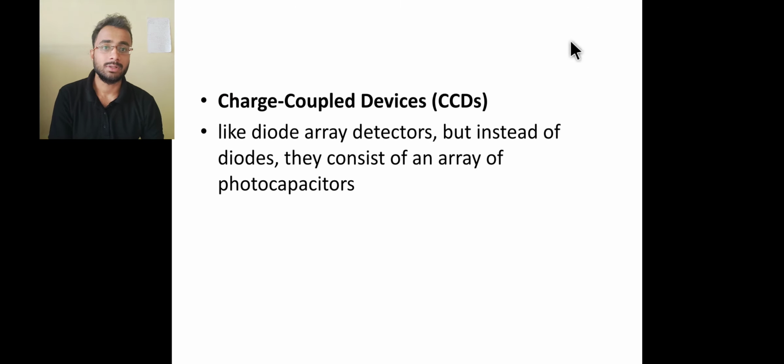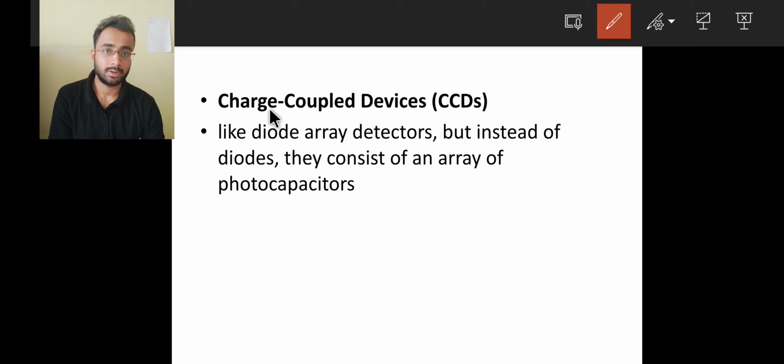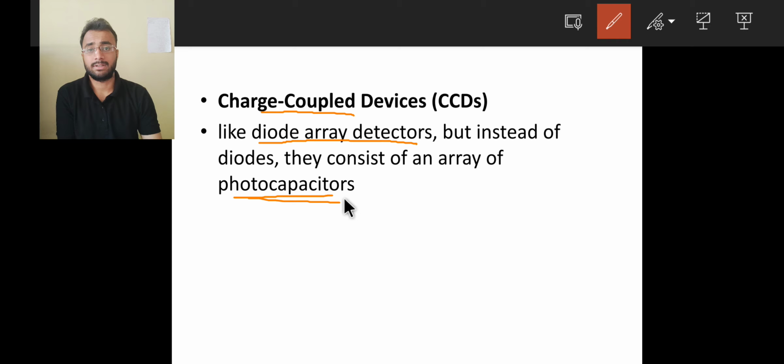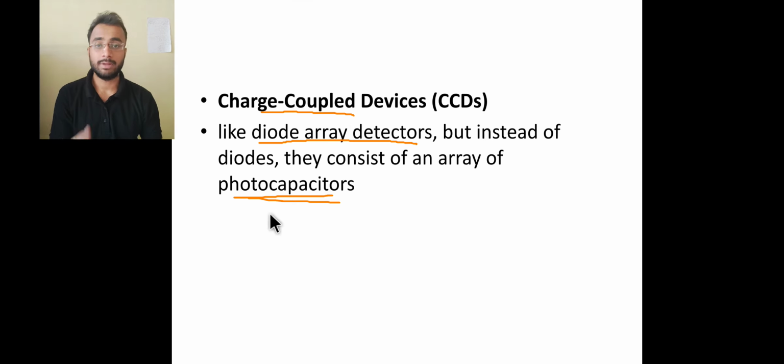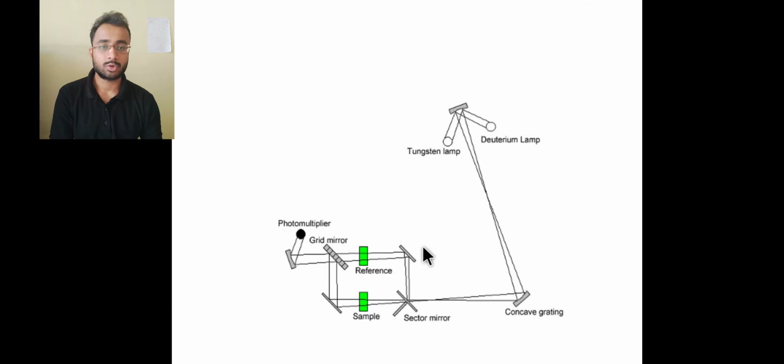Okay, last one, charge coupled devices. This is a camera-like structure. It will collect all the charge. Like diode array detectors, but instead of diodes they consist of an array of photocapacitors. See, these are the detectors. This will give you the result. Charge coupled devices will measure the charge. So what do they consist of? Photocapacitors.